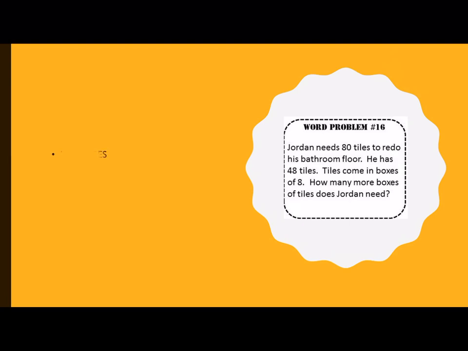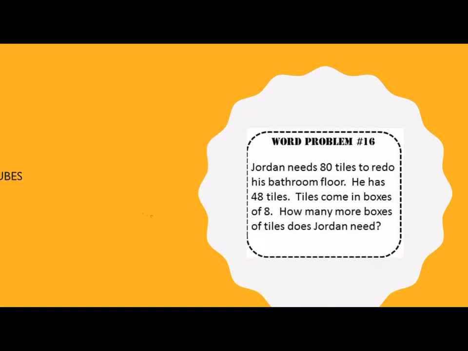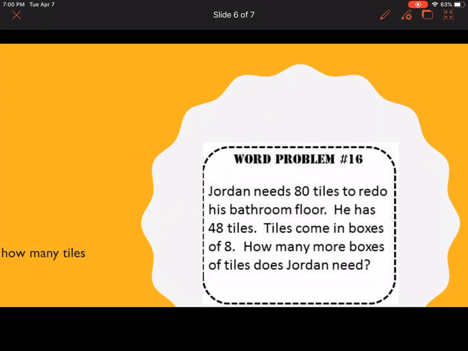What do I do first again? Oh yeah, use cubes. So let me get my tool here. First I'm going to circle my numbers. I see 80, I see 48, I see 8. Okay. You underline the question. How many more boxes of tiles does Jordan need? Okay, very good. So, B is box the keywords. What keywords do you see?